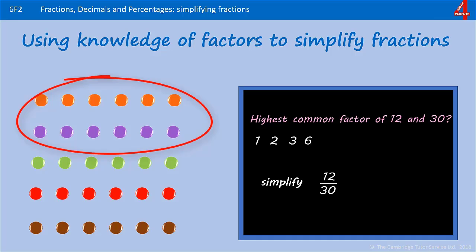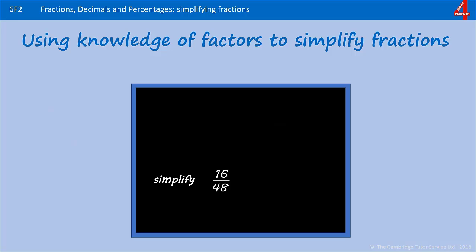If we kept going, we would find that we can't get a bigger factor than 6. So 6 is the highest common factor of 12 and 30. So we're going to divide numerator and denominator by 6. 30 divided by 6 is 5. 12 divided by 6 is 2. 12/30 simplified is 2/5. And we can't simplify that any further.